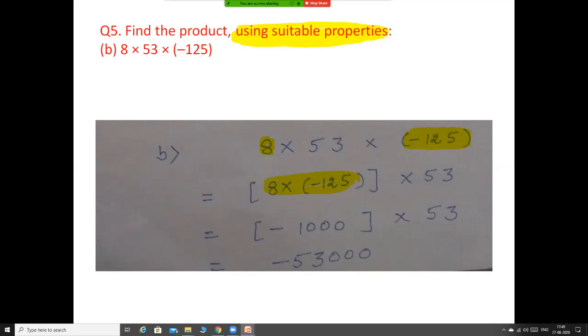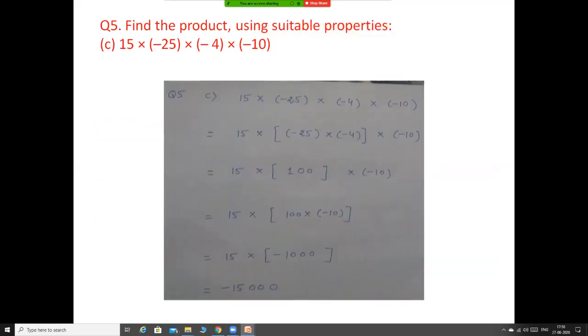So what is left now? 53. Only 53. If we multiply this 53 with minus 1000, no calculation is required. Just only write 3 zeros first. 53. So answer is minus 53,000. B part.